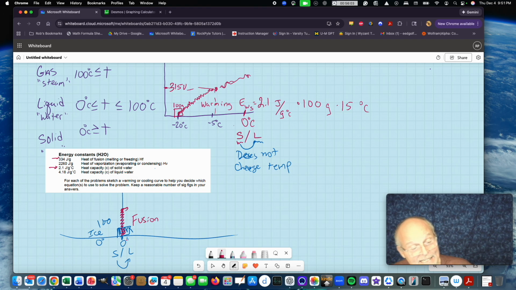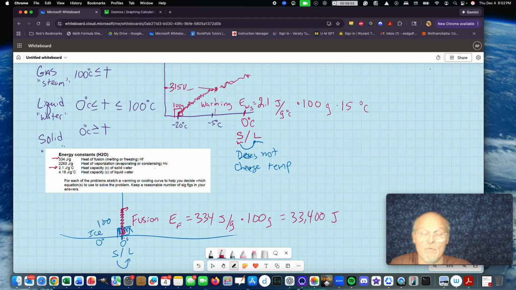In this case, we're adding heat to it, so it's going to be positive energy, and the energy of fusion is going to be 334 joules per gram. You'll notice there's no temperature, there's no degrees C in this formula because the temperature doesn't change at the phase change. It just adds energy and changes to liquid water. So it's going to be times my 100 grams. Grams will cancel, and I will get 33,400 joules just to change all of that ice into liquid water.